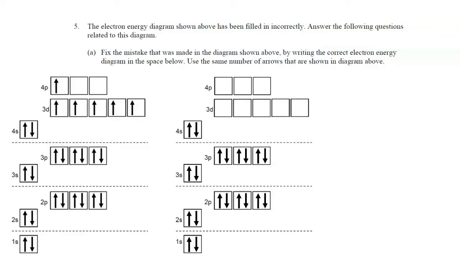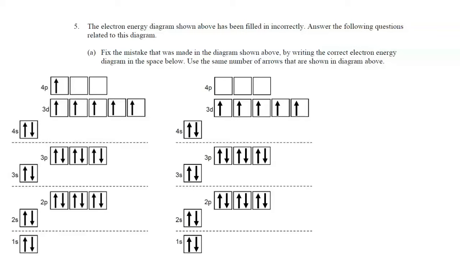Well, I can see 6 arrows. I'm going to add them one at a time to the 3D sublevel following Hund's rule. So 1, 2, 3, 4, 5. So now each of those 3D orbitals has a single electron in it.